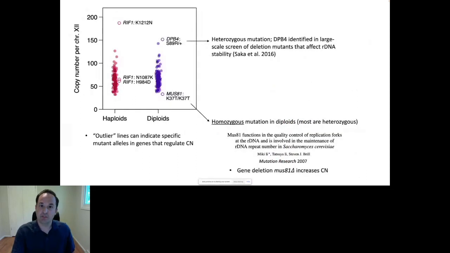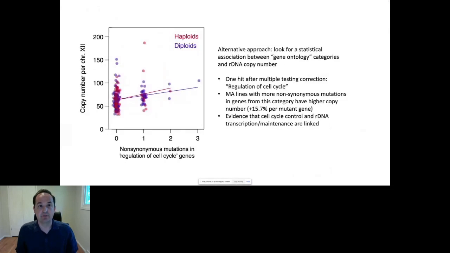I'm going to skip this. We see some similar patterns in diploids. We can also look at relationships between copy number and gene ontology categories, and we can find some hits this way. This is a more statistically agnostic approach. We find that MA lines with more non-synonymous mutations in genes in the regulation of cell cycle category have higher copy numbers. So there's some link here between cell cycle control and ribosomal DNA transcription and maintenance.